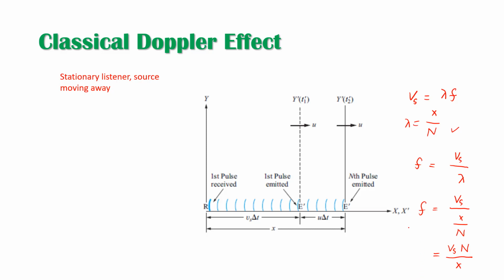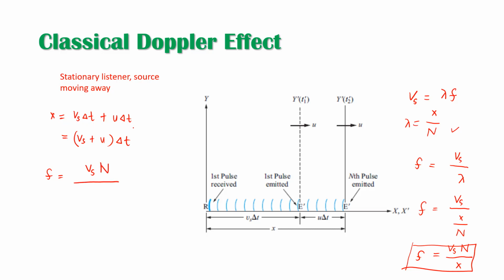Now, as we can see from the figure, we can define x. x is just equal to v sub s multiplied by delta t plus u times delta t, or we can just write this as v sub s plus u multiplied by delta t. So this equation for f here can be rewritten as f is equal to v sub s multiplied by n divided by our value for x, so we have v sub s plus u multiplied by delta t.